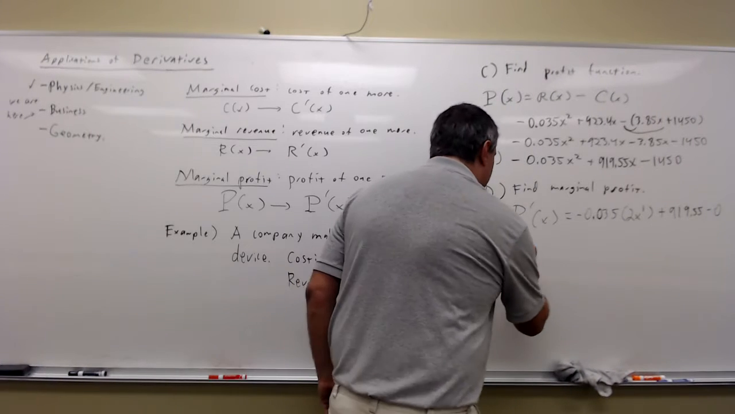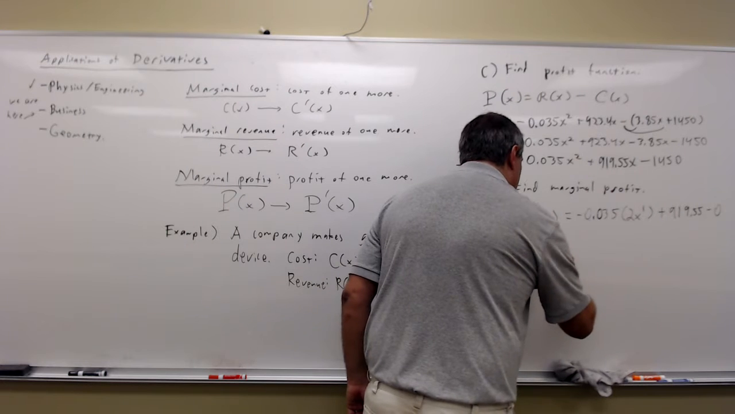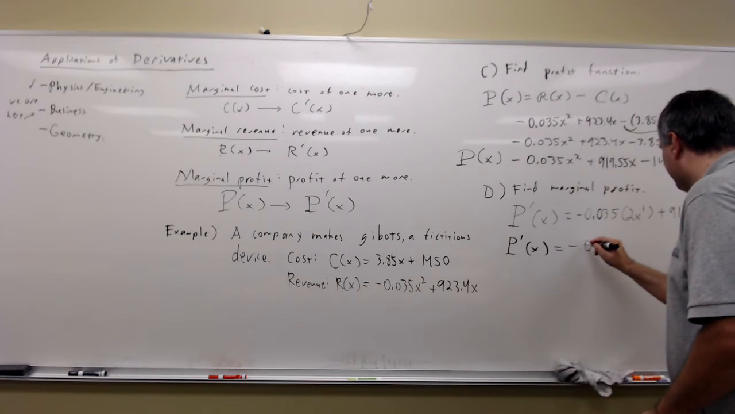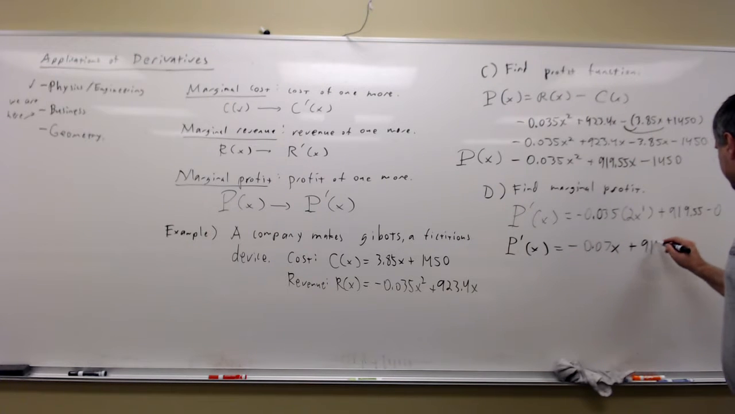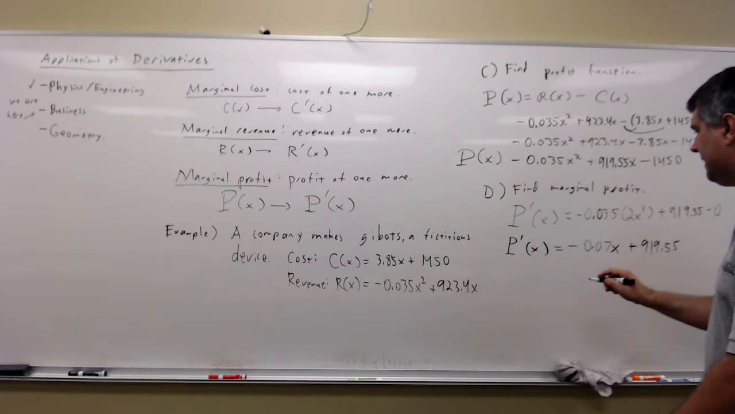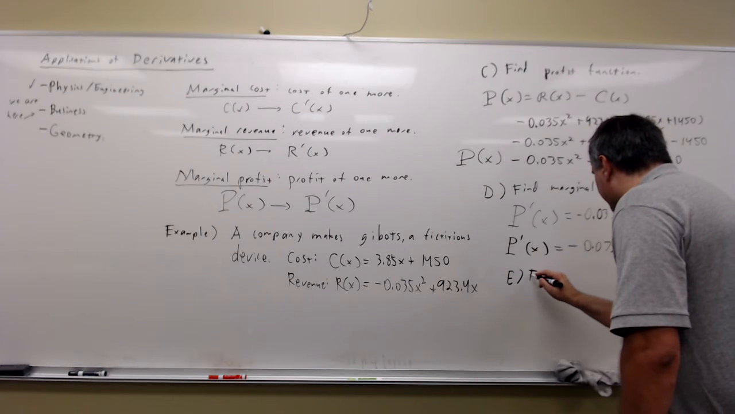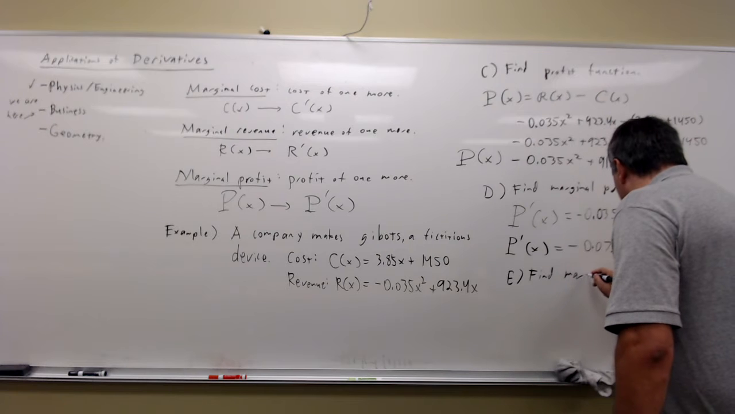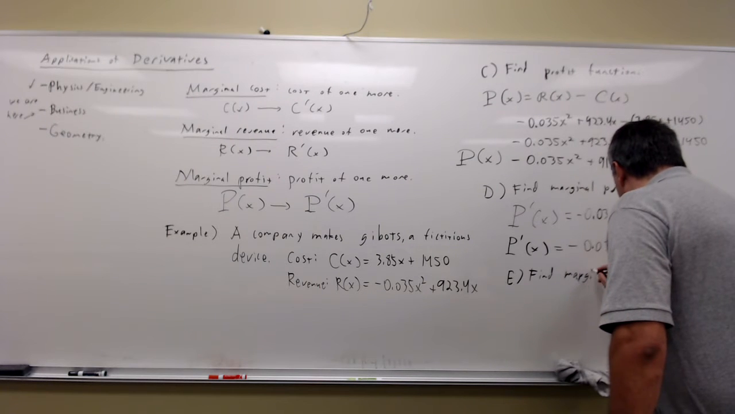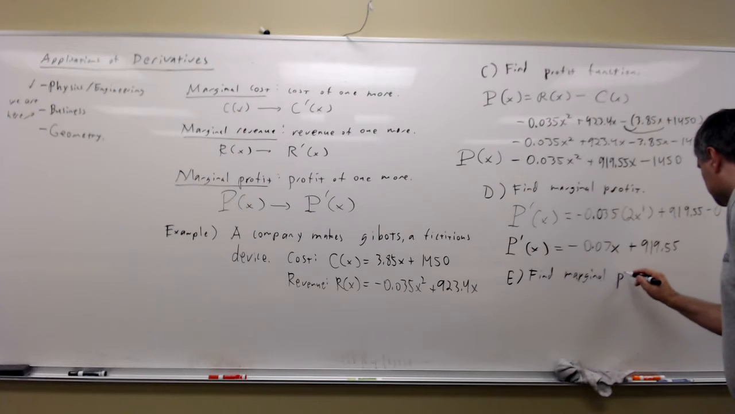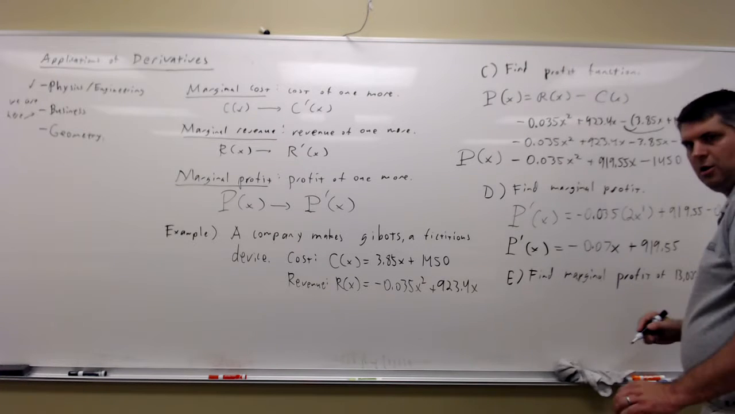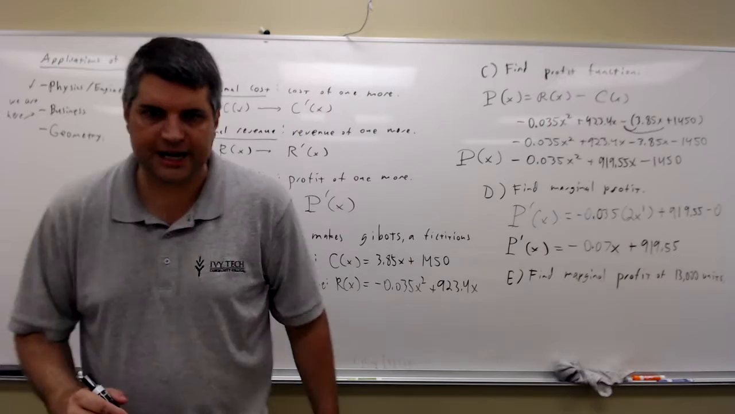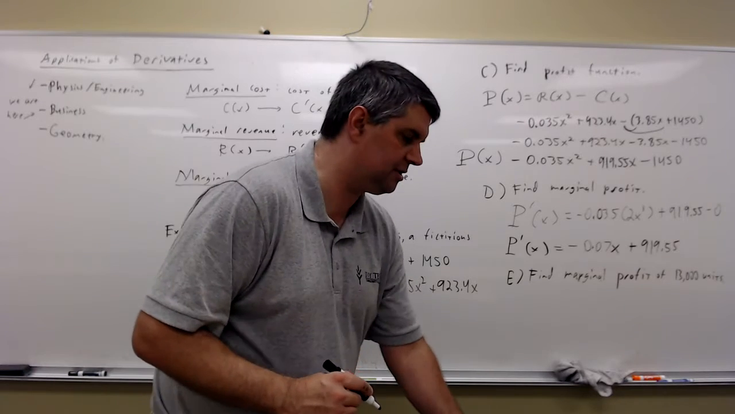Okay, so P prime of x equals negative 0.07x plus 919.55. E, find marginal profit of 13,000 units. Okay, so we're going to find the marginal profit on 13,000 units.